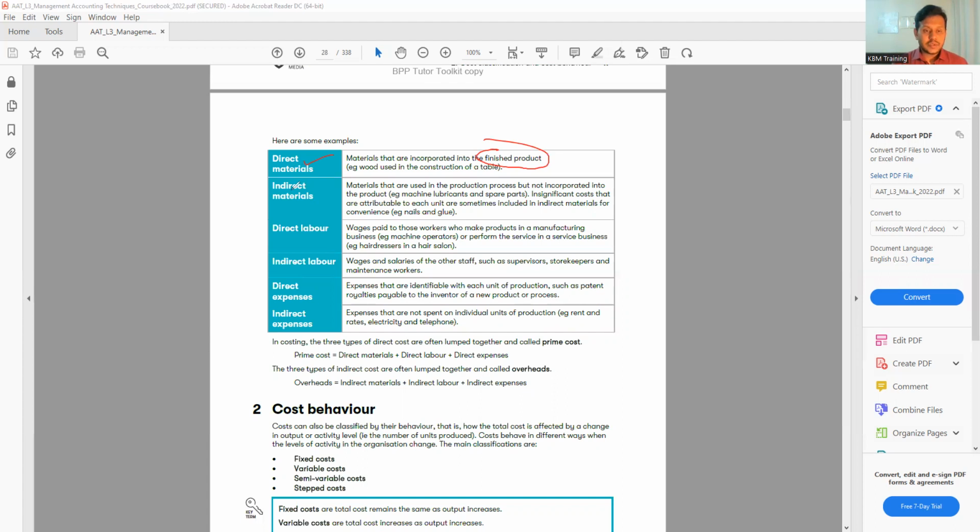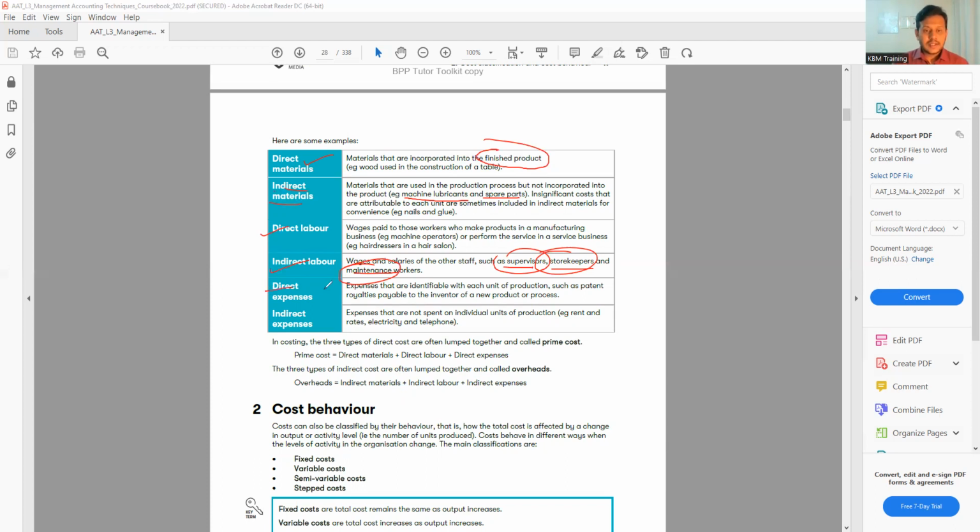Then we have indirect material. Indirect material is material that is used in the production process but not incorporated into the product. For example, machine lubricant and spare parts. So this sort of thing we use during the production, but it is not actually on the product. Then you have direct labor, wages paid to the employee. Indirect labor, wages and salary for other staff, for example supervisor, storekeeper, and maintenance. So they also get a salary. This is indirect labor, but they are not involved with the direct production. Direct production means those who are actually making the product.